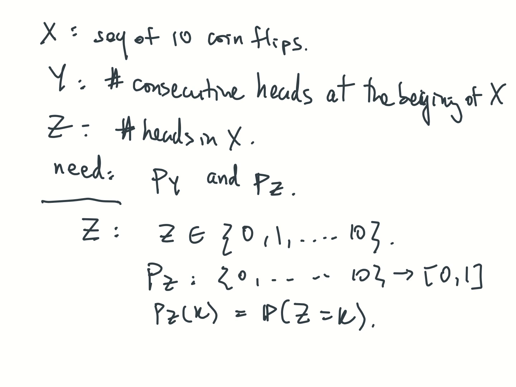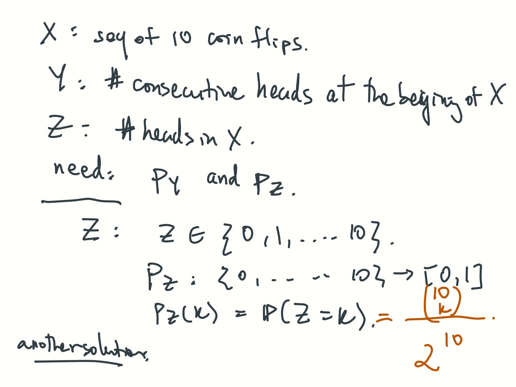We can compute the probability that z equals k directly by looking at which values of x would give the event z equals k. There are 2 to the 10 possible toss sequences of heads and tails. There are 10 choose k possible toss sequences with exactly k heads. So the probability that z equals k is 10 choose k divided by 2 to the 10.